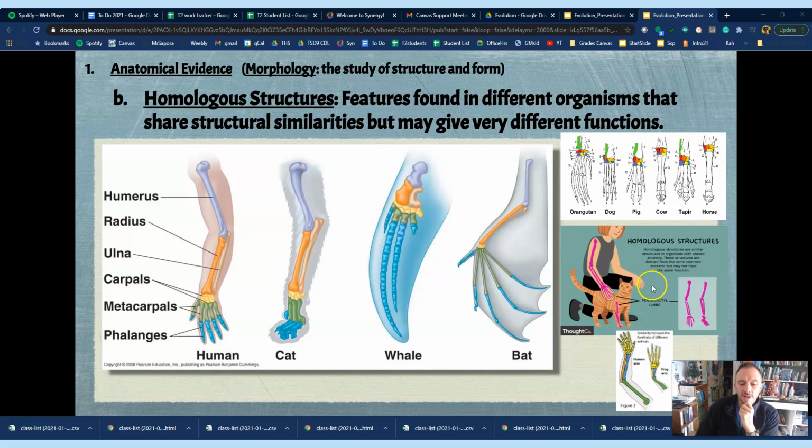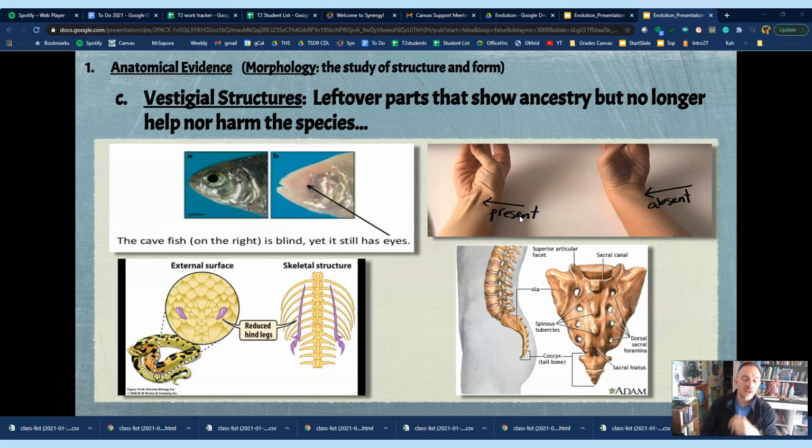Okay, I'll get more into this later. Cool stuff. So those are called homologous structures. Homo, the same underlying structure that is in all of these. Okay, cool one is vestigial structures. A vestige means something left over from the past. We could spend a lot of time talking about these because there's a whole bunch of different types of vestigial structures. Vestigial structures are leftover parts that show ancestry but no longer help nor harm the species.